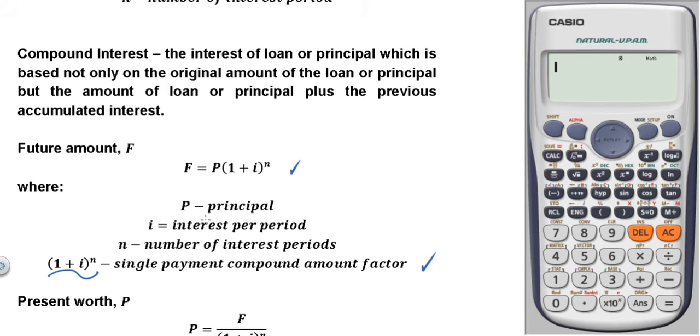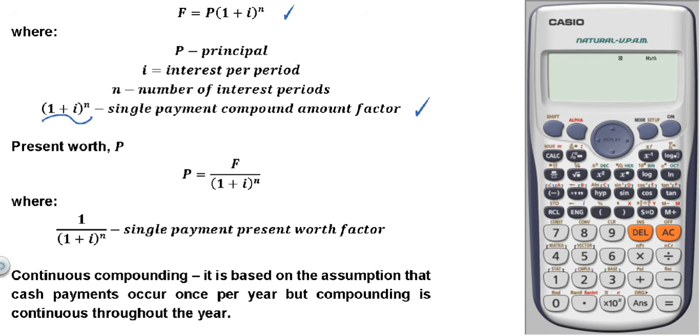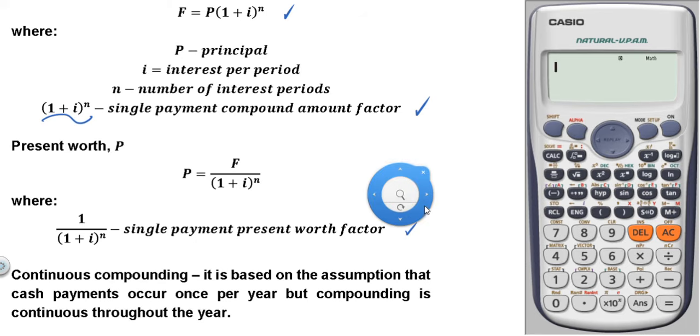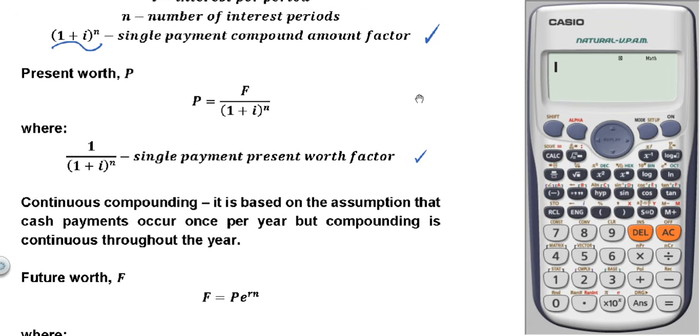Minsan yan yung tinatanong. Okay? So, sa present worth naman, solve for P dito. P equals F over 1 plus i raised to N. Or ito, present worth, or yung principal, no? Equal to F over 1 plus i raised to N. And 1 over 1 plus i raised to N is called the single payment present worth factor. Yan. Importante din yan, ano?